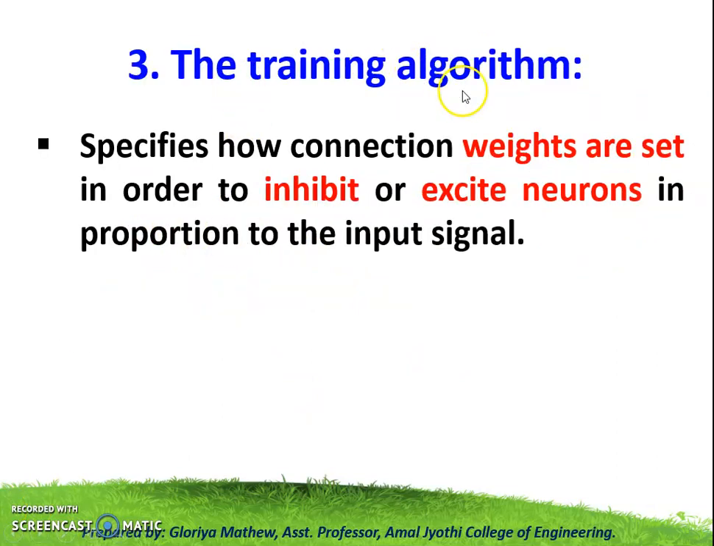Third one is the training algorithm. It specifies how connection weights are set in order to inhibit or excite the neurons in proportion to the input signal.